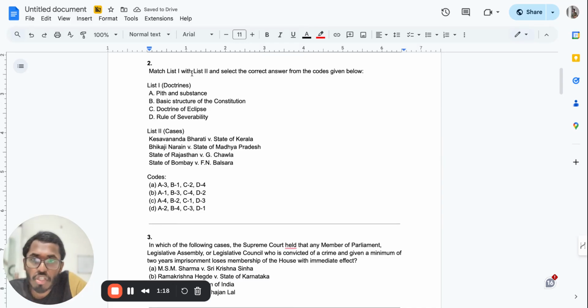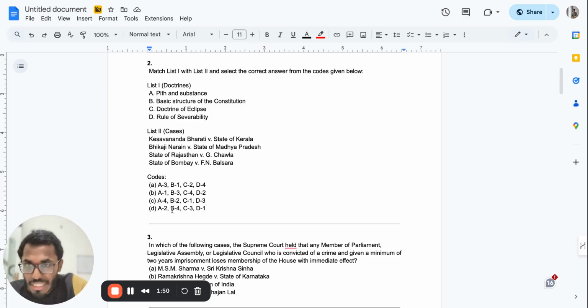Next question is about match the List 1 and List 2 and select the correct answer from the codes given below. List 1 speaks about what? Pith and substance, basic structure of the constitution, doctrine of eclipse, rule of severability. I hope by now all of you know the difference. What do you mean by rule of severability? It says that if part of the law is unconstitutional, that unconstitutional part you remove, and what is relevant you take into consideration.